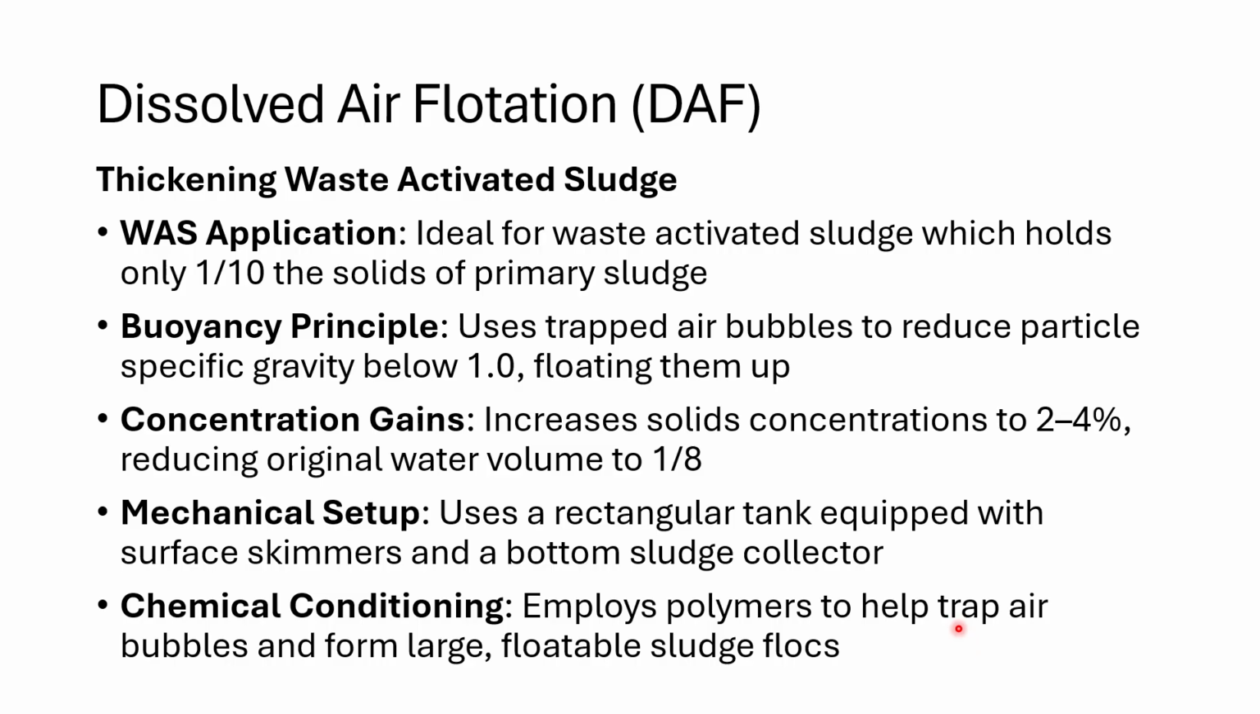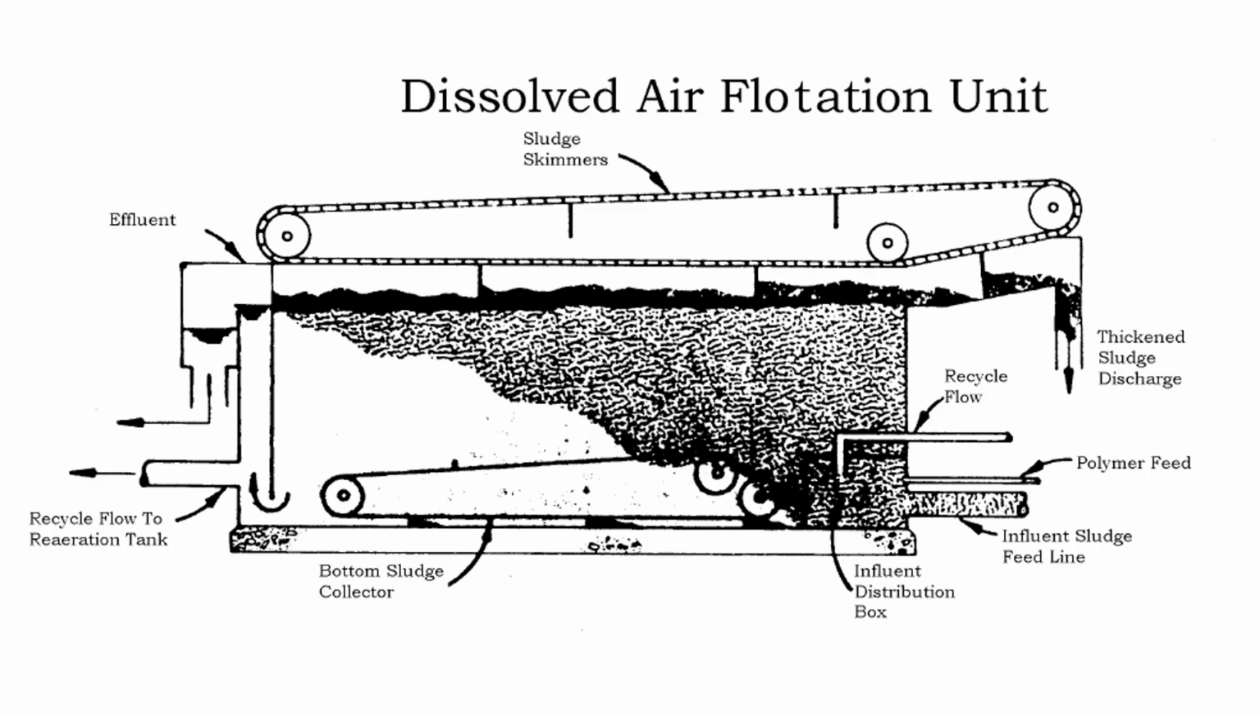The other thing we can do with this process is use polymers. We can add these chemicals so that it'll help trap the air bubbles and form large floatable sludge flocks. It's basically a coagulant similar to what you'll see in the coagulation phase in water treatment, but a little different chemical. That's what we're trying to do. We want to form settleable or floatable sludge flocks.